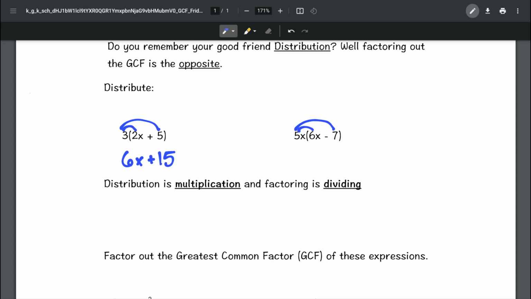All right, so first, let's start off. 5x times 6x. Well, 5 times 6 is 30. X times x is x squared, so therefore you get 30x squared, okay? And then you have this 5x times negative 7. Well, 5 times 7 is negative 35, and you still have that x tagging along. So 30x squared minus 35x could be factored down to 5x times that quantity, 6x minus 7. So just like we said before, multiplication, or distribution, is when you're multiplying. Factoring is when you're dividing, okay?